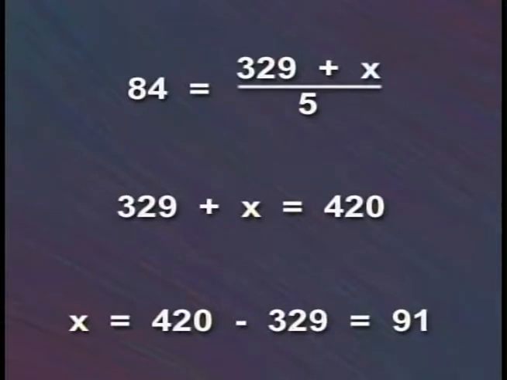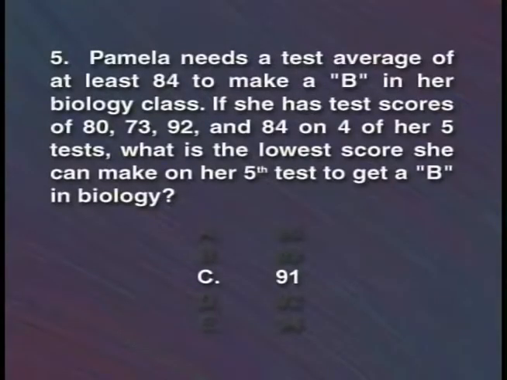Looking at our equation, the average, or 84, must equal the sum of the 5 test scores, or 329 plus x, divided by 5. In this problem, x represents the unknown 5th test score. Let's solve this equation. Cross multiply. 329 plus x equals 84 times 5, or 420. Subtracting 329 from both sides gives us an answer for x of 91. Pamela needs at least a 91 on the 5th test to maintain a B average of 84. The correct answer is C.